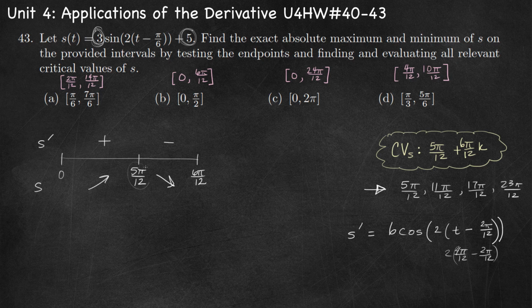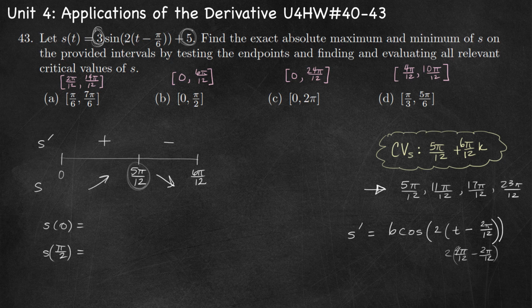So at this critical value, I know the maximum is 8. The maximum value of my function is 8. So that's got to be the absolute max. Now, in terms of the absolute min, we didn't get a relative min on this interval. So it's going to be one endpoint or the other. We need to check both of them: S of 0 and S of 6 pi over 12, or pi over 2.